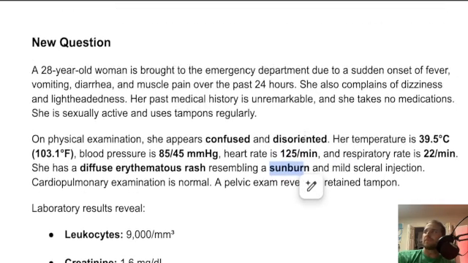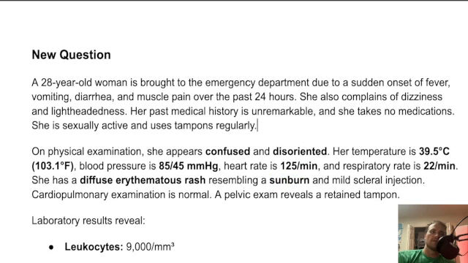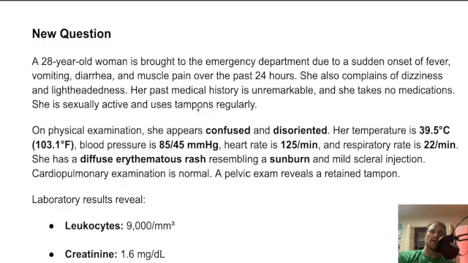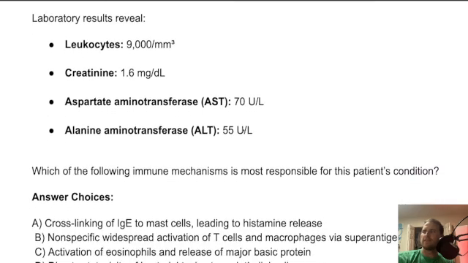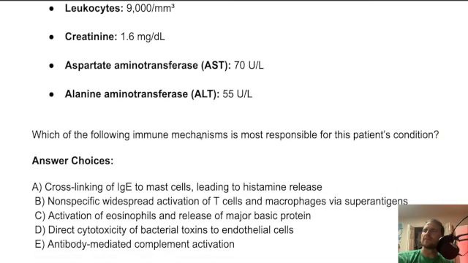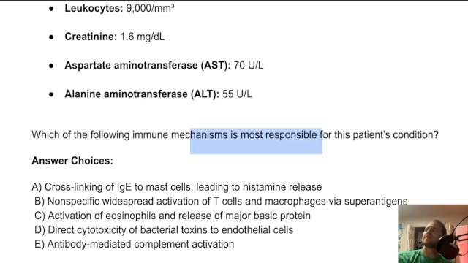And sometimes I might also say that she has just a huge rash. They might also mention tampon use, because it absorbs the menstrual blood and introduces oxygen into the vaginal canal, which can make a good aerobic environment for Staph aureus. But in this particular question, they're asking which immune mechanism is responsible for this patient's condition? So take a sec, look at those.